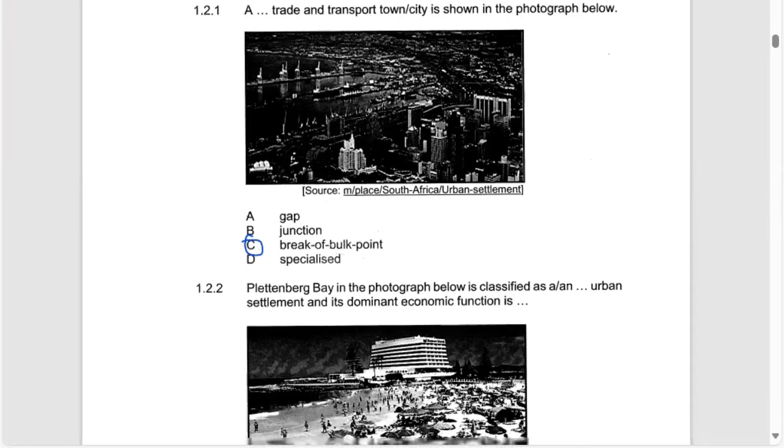Question number 1.2. We are looking at multiple choice options. The first question is saying a dash, is it a trade and transport town or city shown in the photograph. If we try to analyze our photograph, you can see that this is more or less a port town. There is evidence that this is a port town because you can see there is water on this extreme end here. So that is most likely to be a break of bulk point, where there is a change in modes of transport, either from road to water transport or from sea transport to rail. So it becomes a break of bulk point.